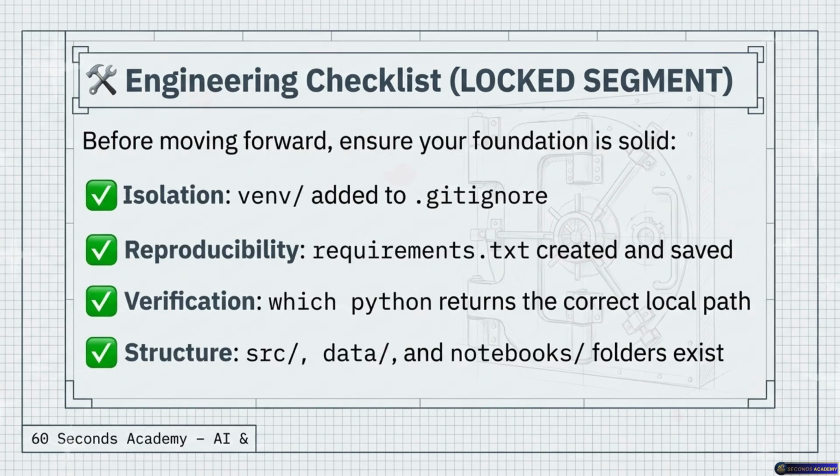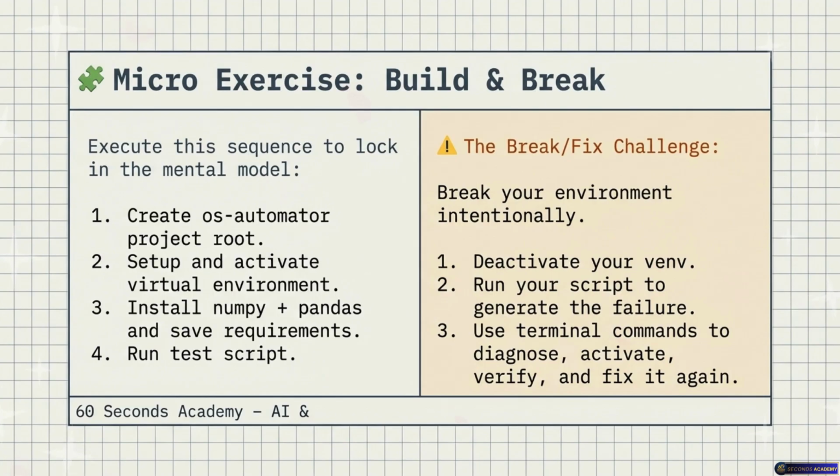That's a great feeling. But understanding the theory isn't enough. Yeah. I want to challenge you to a micro exercise. Oh, homework. A fun one. Go to your computer and actually build this OS Automator project structure. Set up the virtual environment, install a library like NumPy, and save the requirements file. And then we want you to intentionally destroy it. Break it on purpose. Write a tiny Python script that imports NumPy and prints a simple message, then deactivate your virtual environment so you are back in the global space.